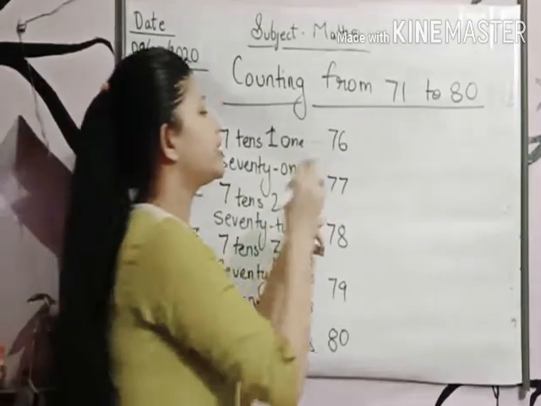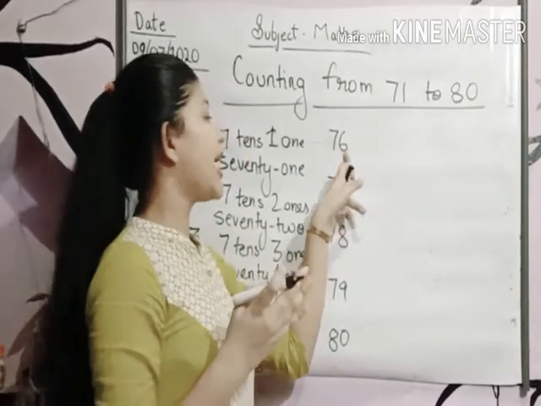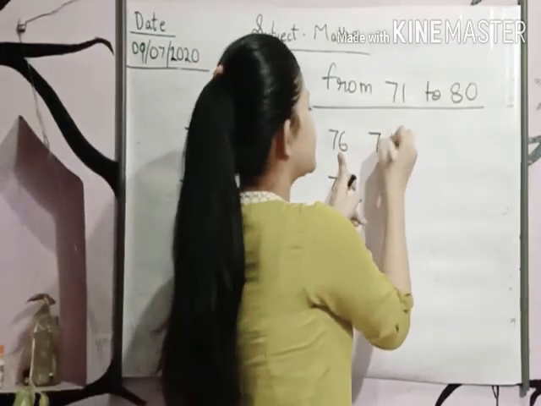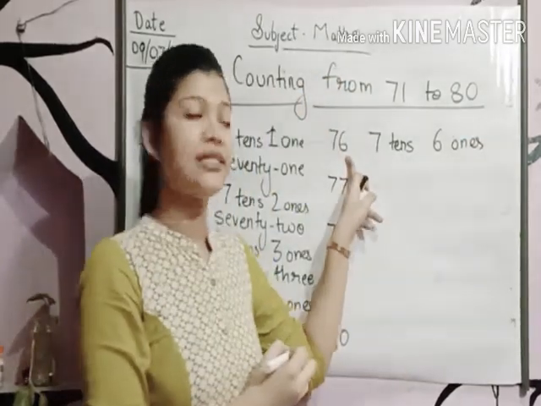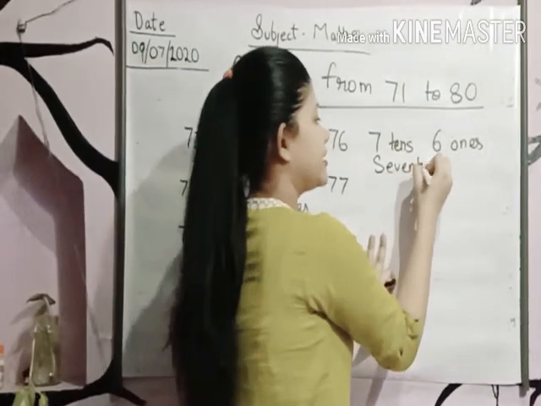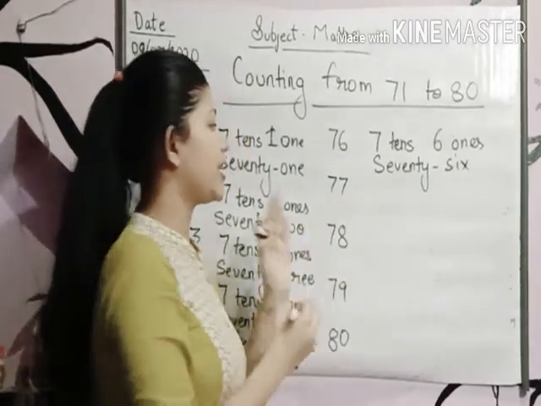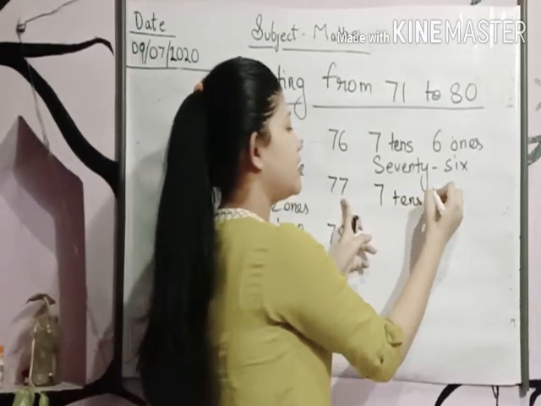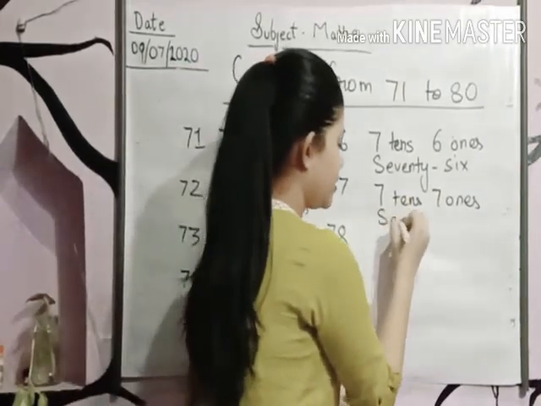In number 76, 7 will be placed at the tens place, and 6 will be placed at the ones place. So we will write it as 7 tens and 6 ones, where 7 tens means 70 and 6 ones means 6. Now let's come to the next number, 77, where this 7 means 7 tens and another 7 means 7 ones, which can be called 77.